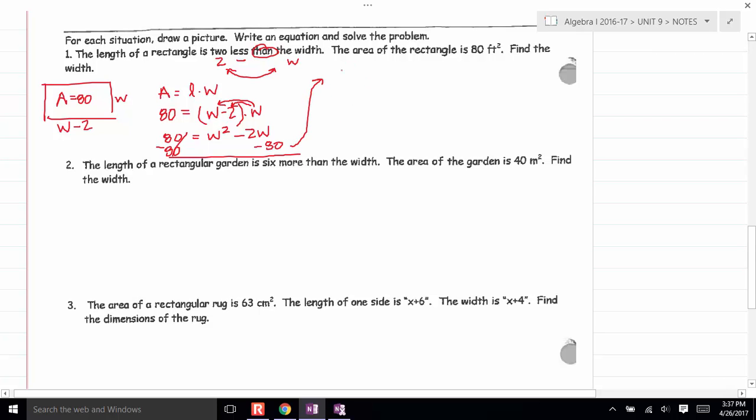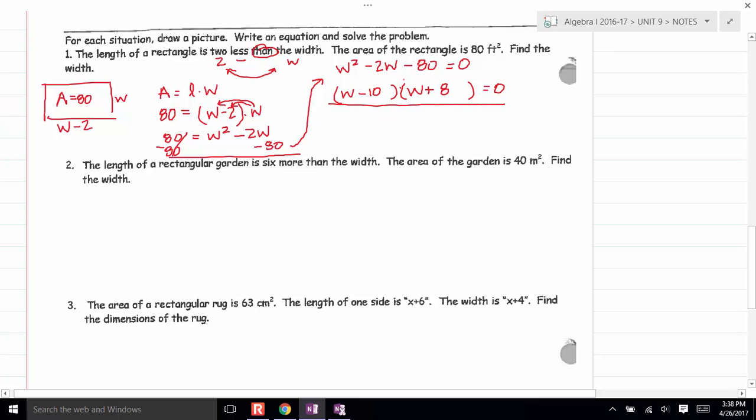I'm going to bring this up here since we've run out of room. This is going to give us W squared minus 2W minus 80 equals 0. We're looking for two factors that would multiply to give us negative 80, but then add to give us negative 2. So the two factors that we would want to use here would be a W minus 10, and then a positive 8. Because negative 10 times positive 8 is negative 80, and when I add negative 10 and the positive 8, I get the negative 2.